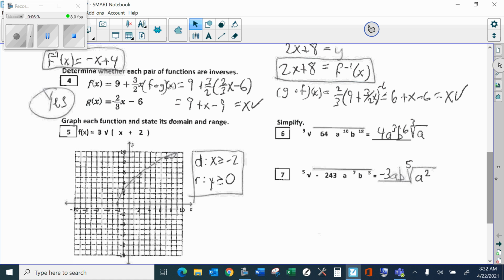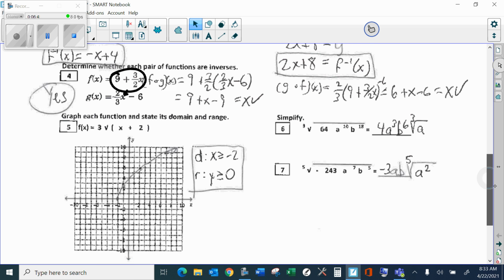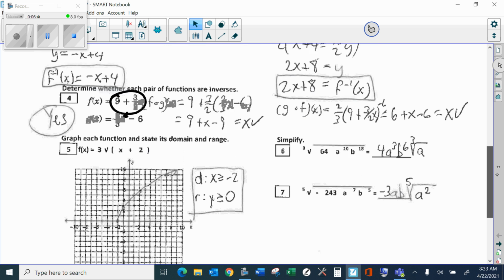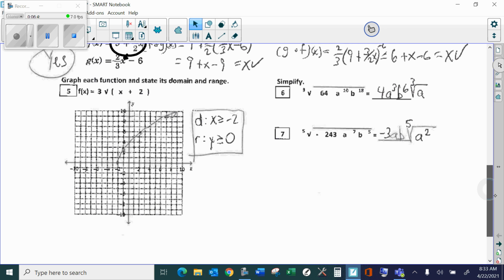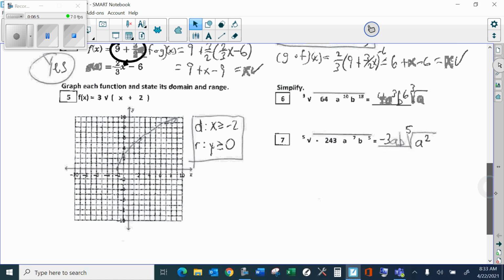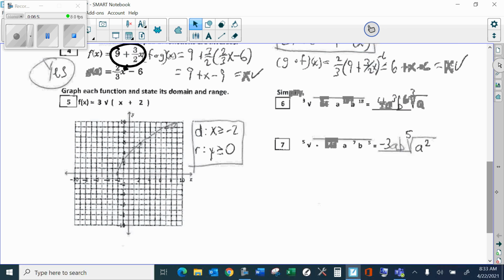Okay, so now I'm sticking f into g. I take this and plug it into there. Looks like I didn't show the work for that. I must have just done that in my head. We'll stick it down here. Okay, so I have 2/3 parentheses 9 plus 3/2 x, and then a minus 6.